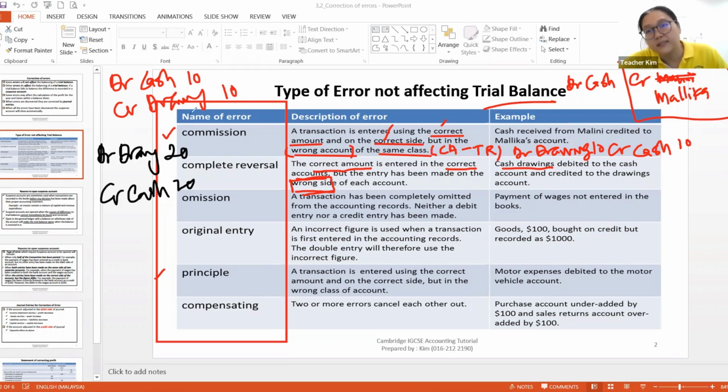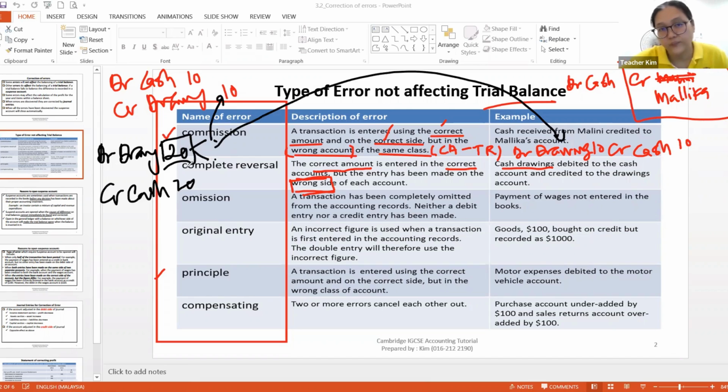It's a double up the amount because one is to reverse the wrong entry that was made here, to reverse the wrong entry. Second, to put back the correct entry. So here, one to reverse this one, second, to put back the correct one. So that's why the total is double the amount.